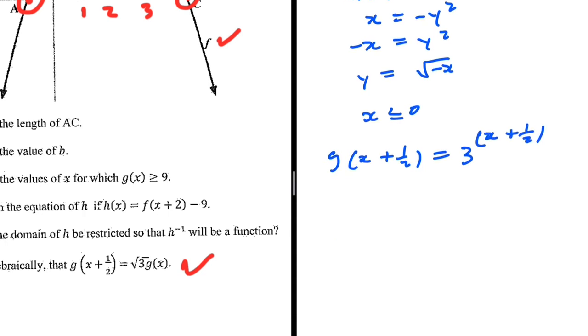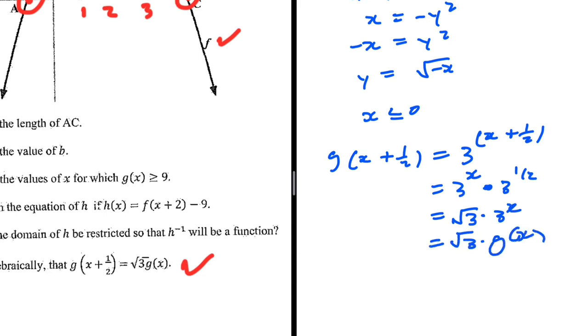So in place of x, we need to substitute x plus a half. I think that requires us to use exponential laws. Yes, because this is equal to 3 to the x multiplied by 3 to the half. And 3 to the half is the same as square root of 3. And then 3 to the x is just g of x. I think we have proved that.